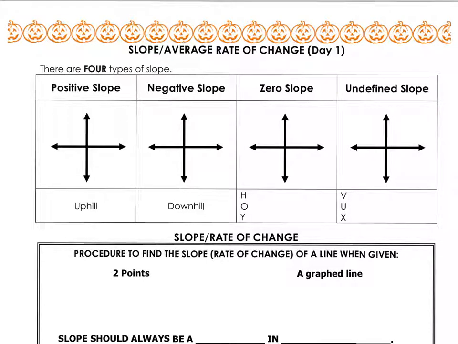Okay, welcome to video 4.1, and in this video we're going to be talking about slope or average rate of change. There are 4 different types of slope, and they are positive, negative, zero, and undefined.